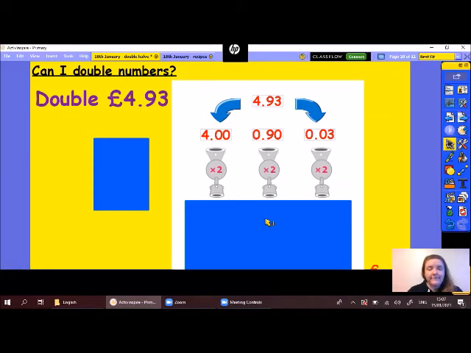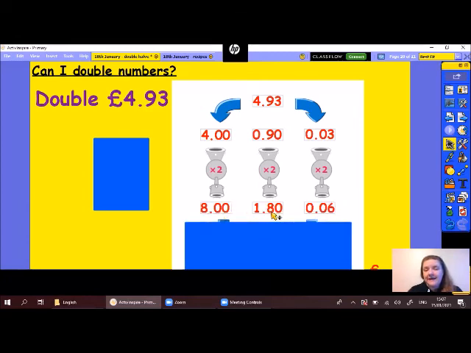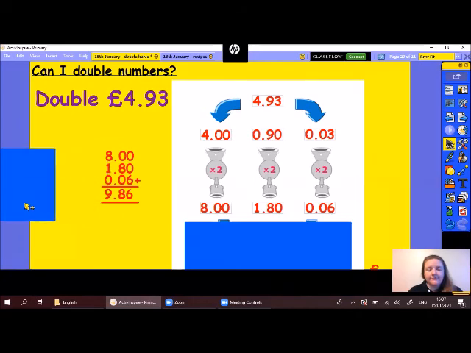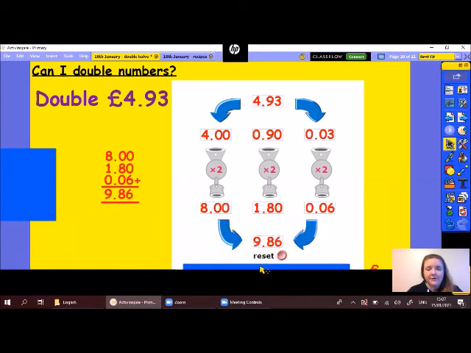What did you make it? I've made it £8, £1.80, and 6p. I've then added them together and I've made a total of £9.86. So let's reveal the answer at the bottom here. And remember, as I said, we took off our pound sign at the beginning, so we can always put our pound sign back to show our answer. So £4.93 doubled is £9.86.